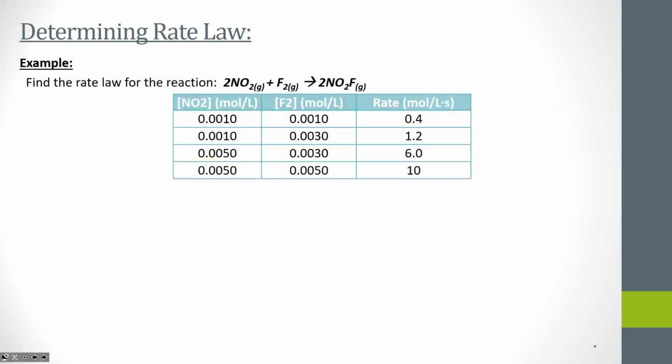Let's do another one. So we want to find the rate law for this reaction. It might even help just to start by writing your rate law generically.